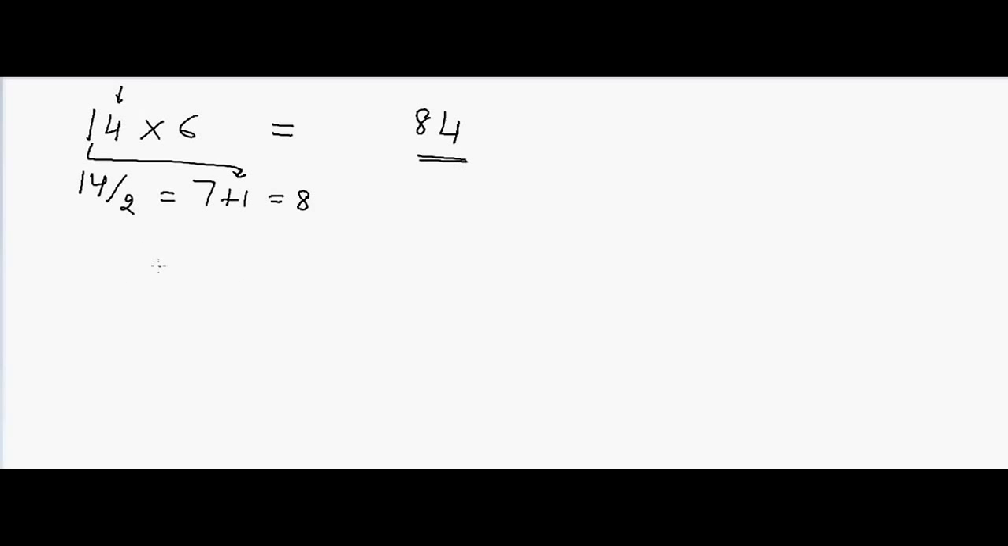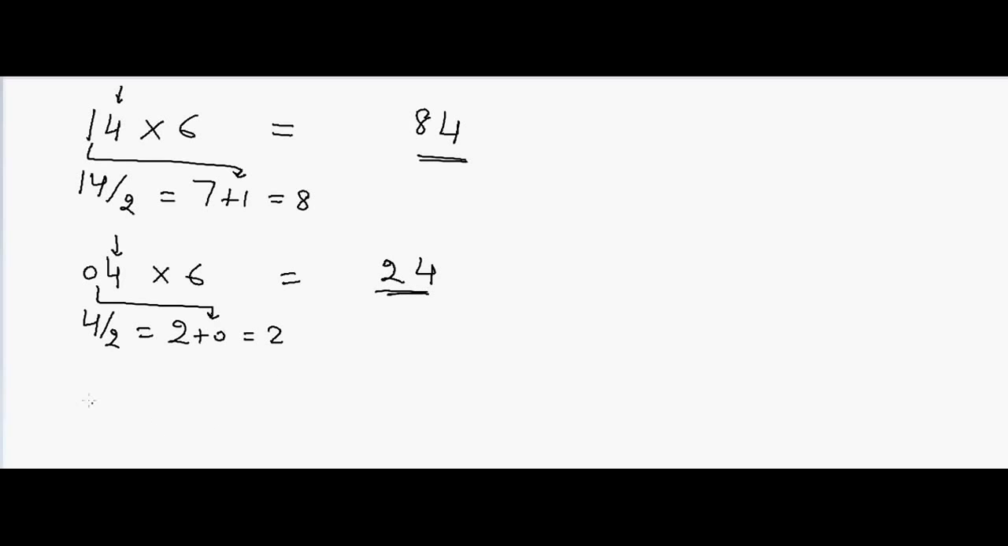Another example, if I have 4 and I want to multiply by 6. In that case, the last digit is 4. So I'll write 4 here. And then half of 4 is equal to 2. Because it's a 0 here, if I add 0, it will still remain 2. The answer will be equal to 24.